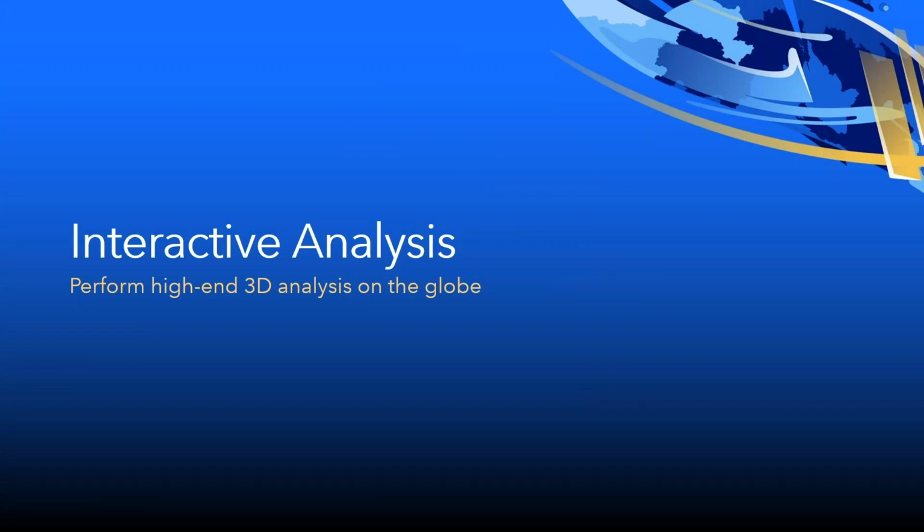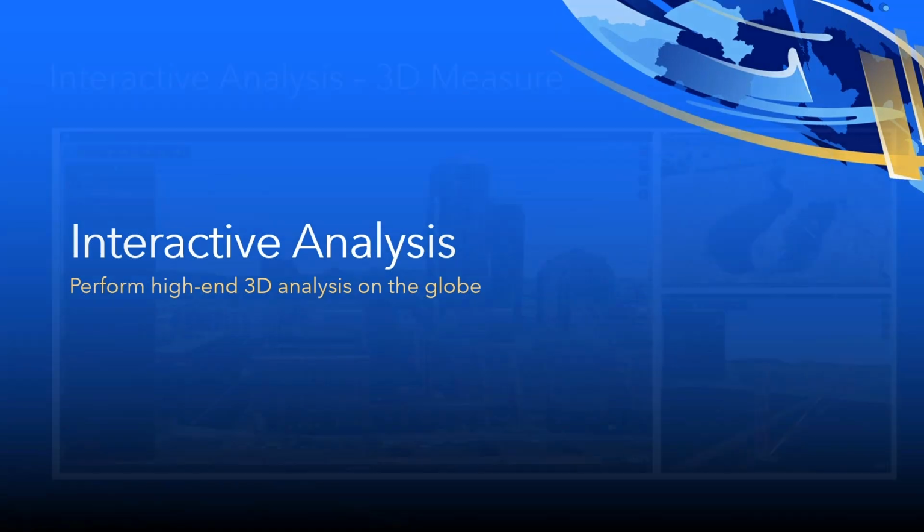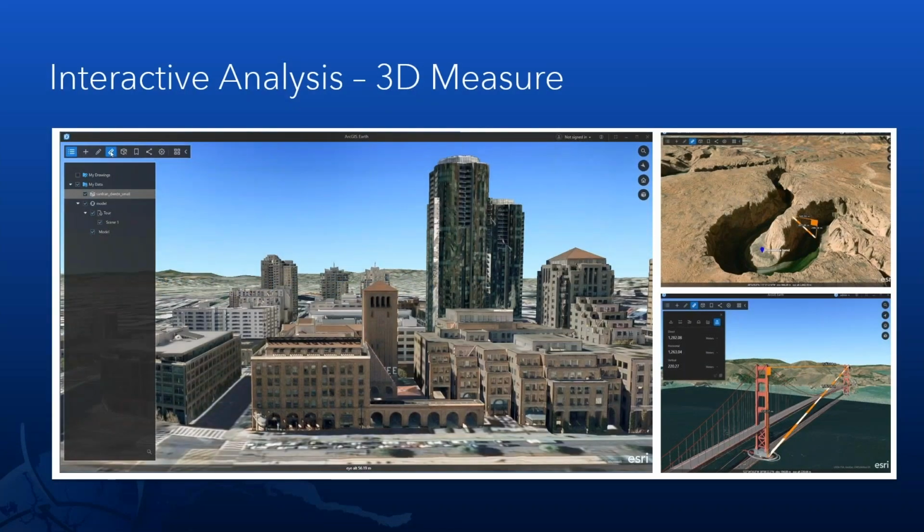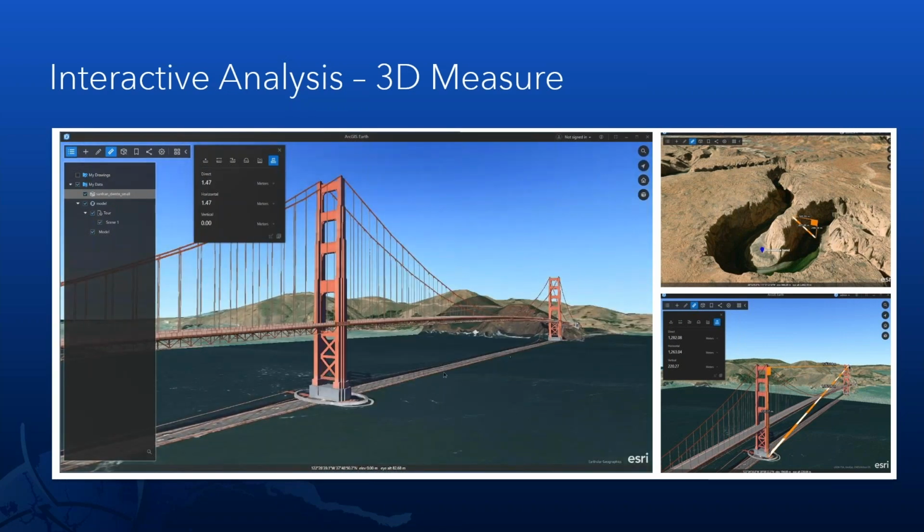So one of the key differentiators in ArcGIS Earth is its ability to provide users with high-end 3D analysis. So we've got an interactive 3D measurement tool where you can measure distances dynamically on terrain, buildings, or other 3D objects.